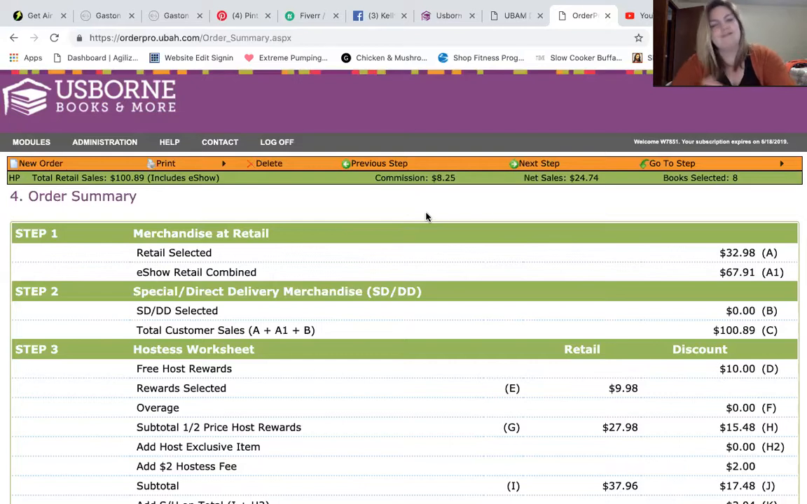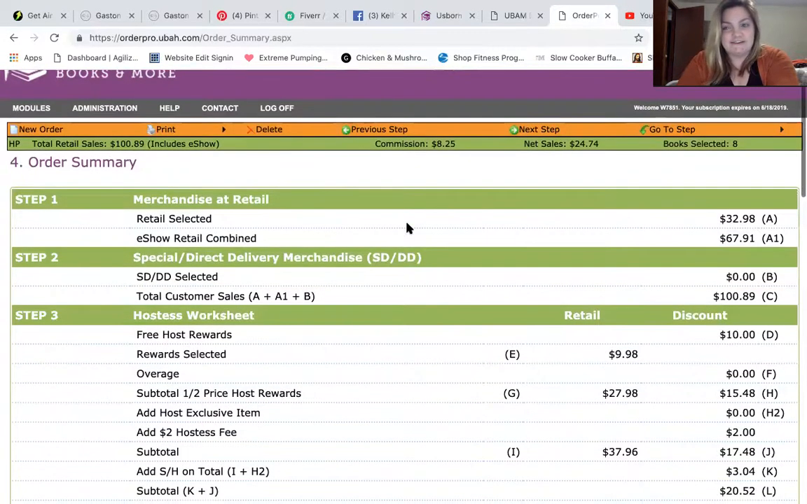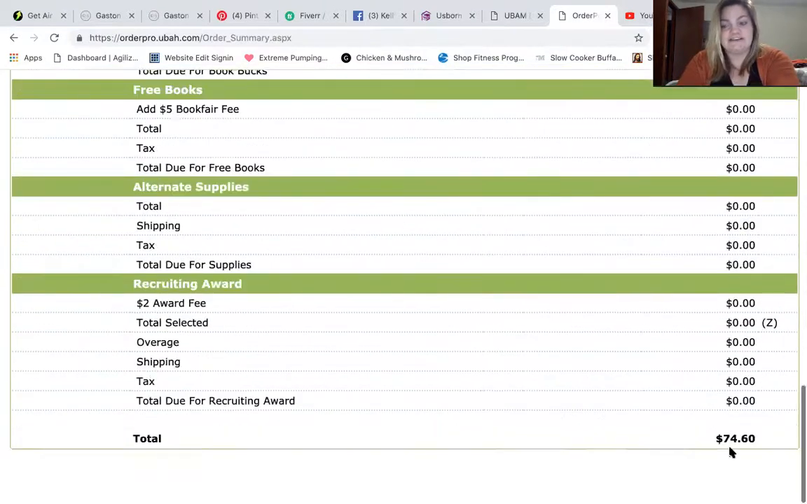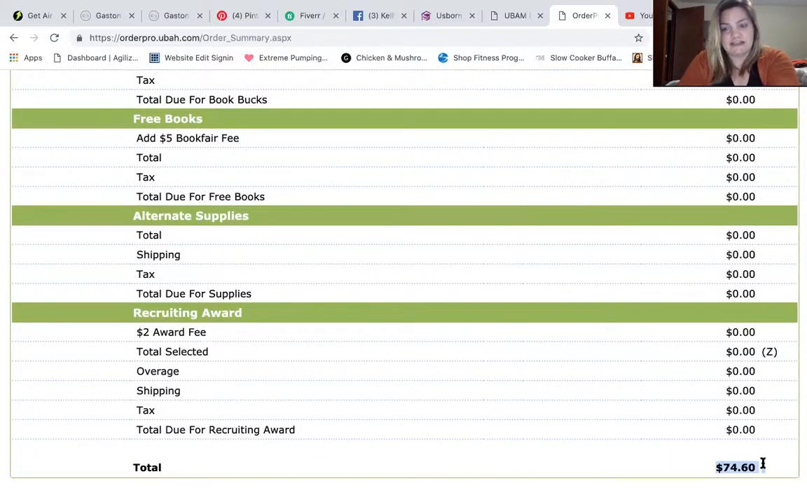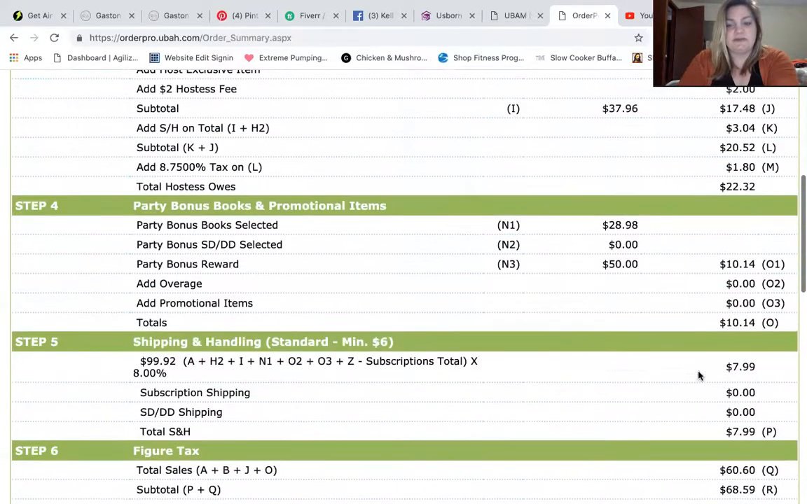So the way you figure those out is you get here to your order summary, and the first thing I do is I do a little subtraction. So I take this total at the bottom, I just highlighted it, the total minus the party bonus books, because party bonus books is what I'm covering. So minus 1014 right here. So you can see in step 4, bottom right corner of that little category is 1014. So for this person, they owe $64.46.